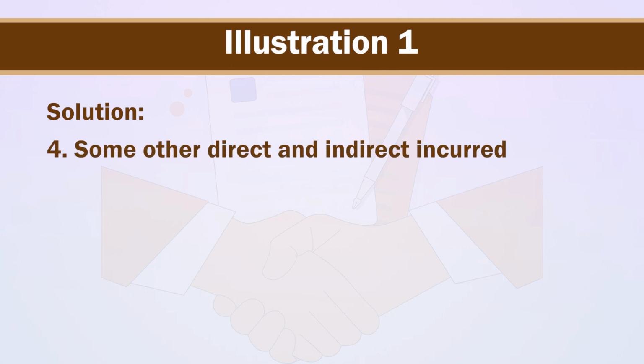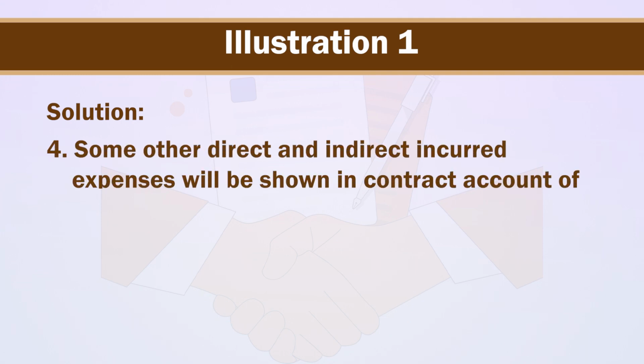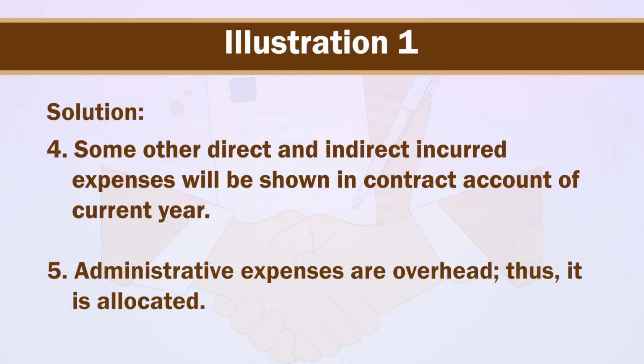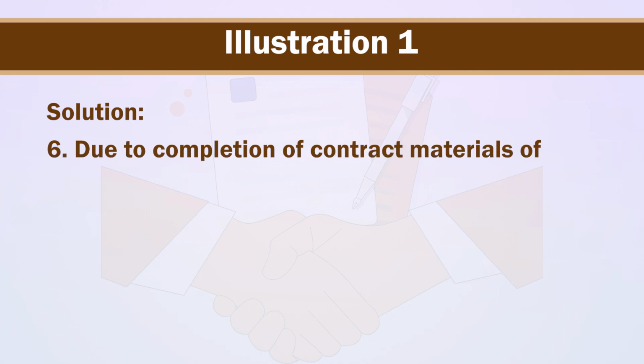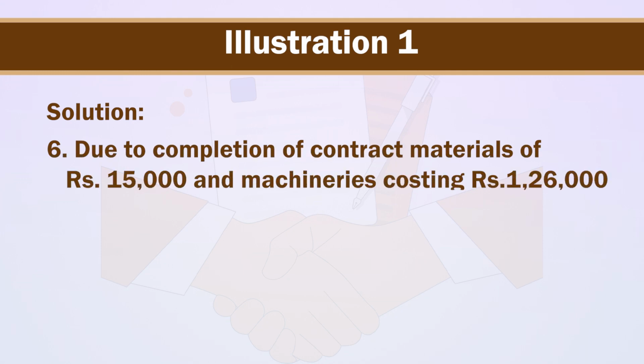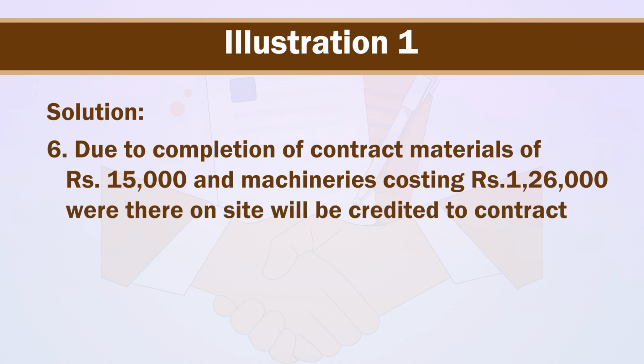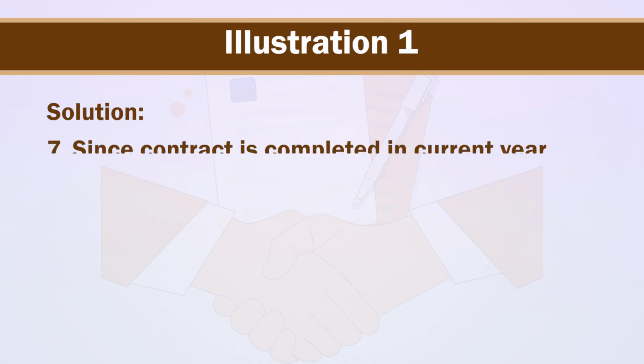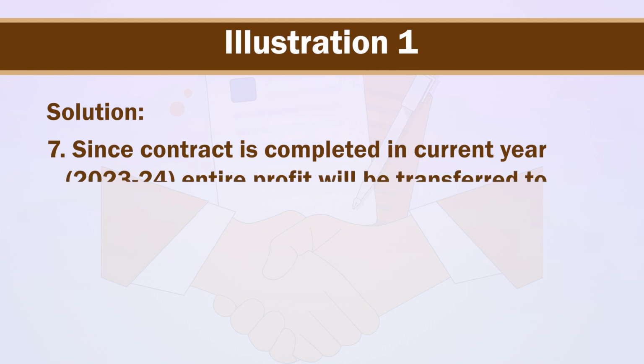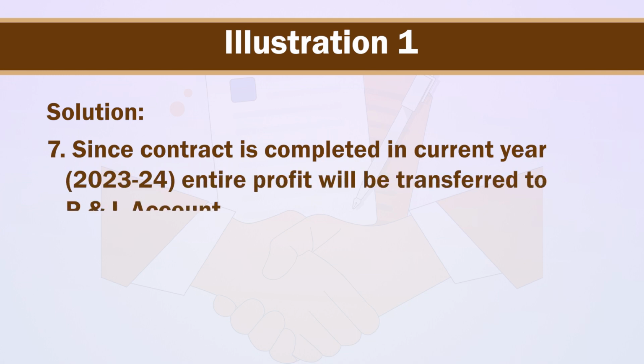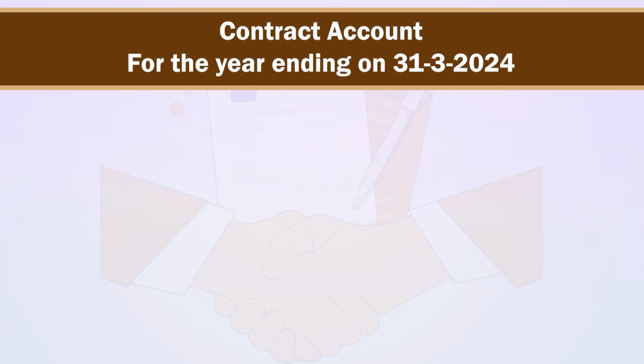4. Other direct and indirect costs incurred will be shown in the contract account of current year. 5. Administrative expenses are overhead and thus they are allocated. Number 6. Due to completion of contract, material of rupees 15,000 and machineries costing rupees 1,26,000 that were on site will be credited to contract account. 7th, since contract is completed in the current year, that is 2023-24, entire profit will be transferred to profit and loss account. Let's prepare contract account for the year ending on 31st March 2024.